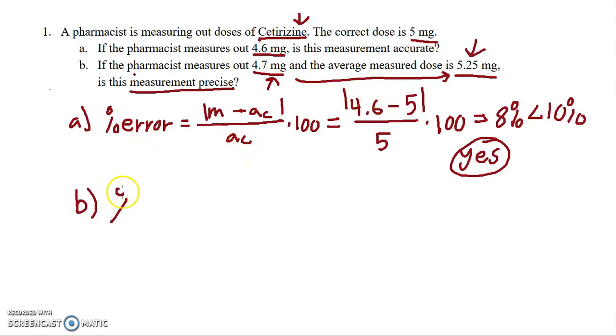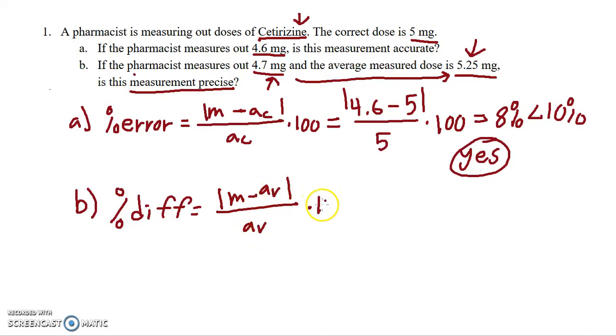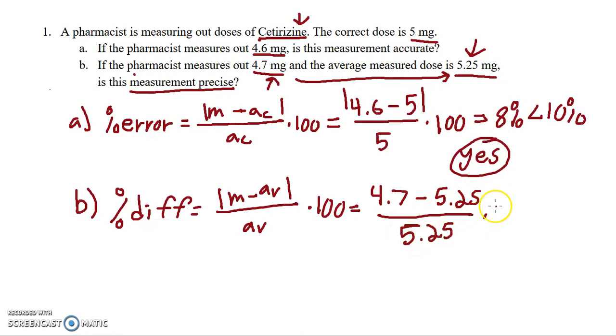So to figure that out for sure, we need percent difference. And percent difference is the measured minus the average, over the average, times 100. So what's the measured? The measured is 4.7 milligrams. The average is 5.25 milligrams, and we're over the average again, times 100, absolute value.